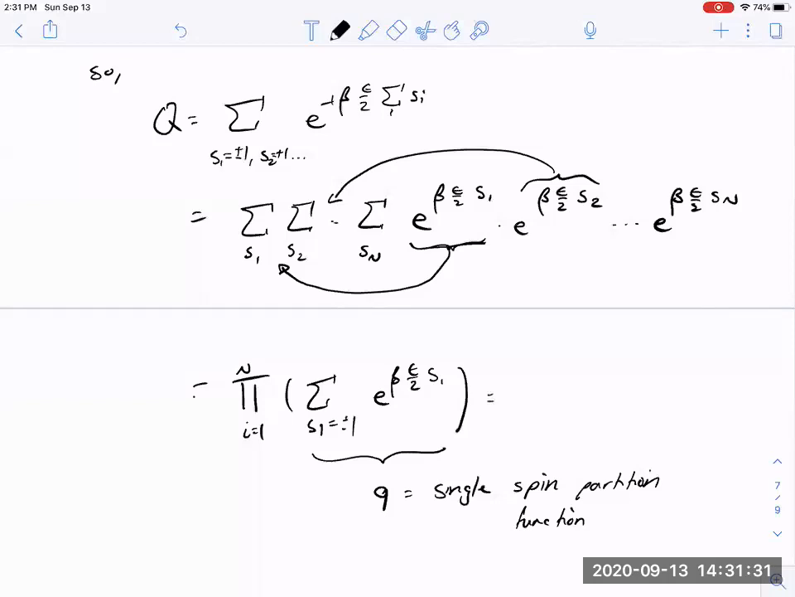And thus if I take a product n times that single spin partition function, the whole partition function results in just q raised to the n, n factors of that single spin partition function. So if I can compute that little q, which is just summing over two exponentials, I've thus computed the big Q, the total partition function.